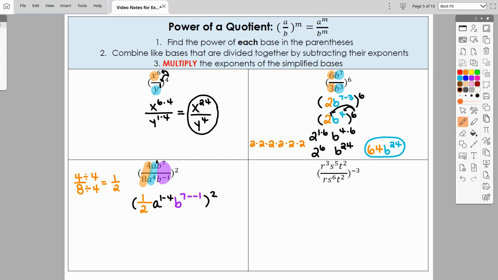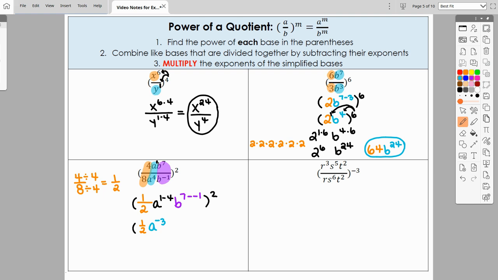From here, what I do is actually do that subtraction of my like base exponents. So I go ahead and keep the 1/2 out in front, but I do the subtraction of my exponents on a. 1 minus 4 comes out to be a -3.